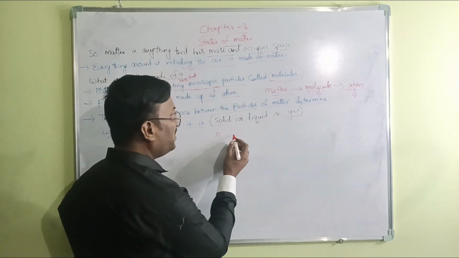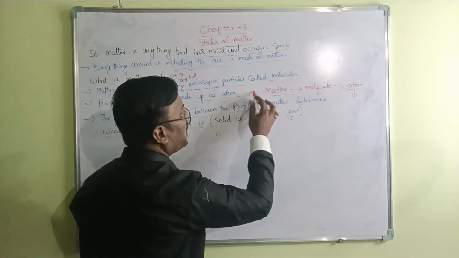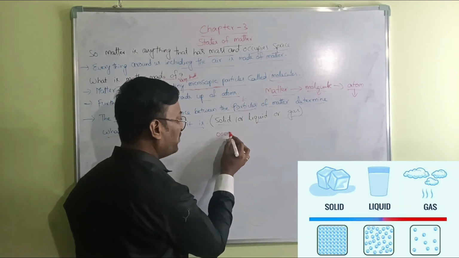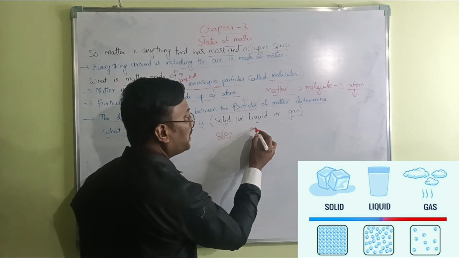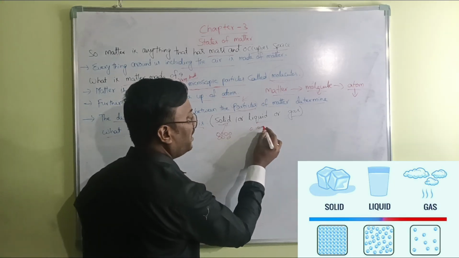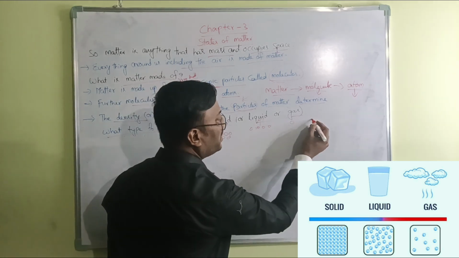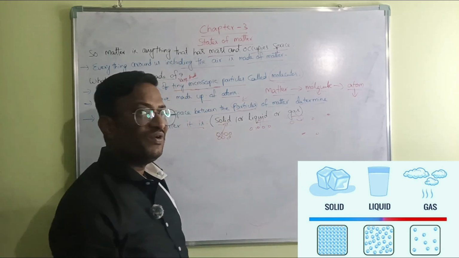The space between the particles, these molecules themselves called particles here. If the particles are very close, then it is called a solid. If the particles are somewhat far away from each other, it is called a liquid. If the particles are very far away from each other, then that is called a gas. We will discuss them one by one.